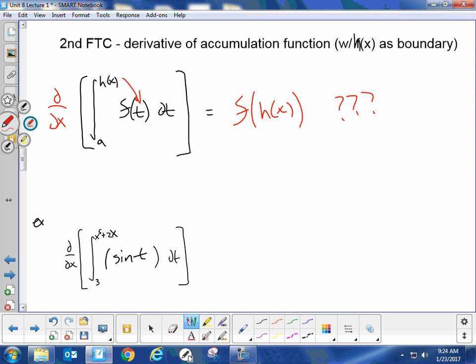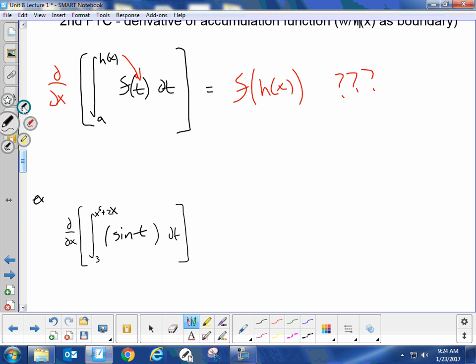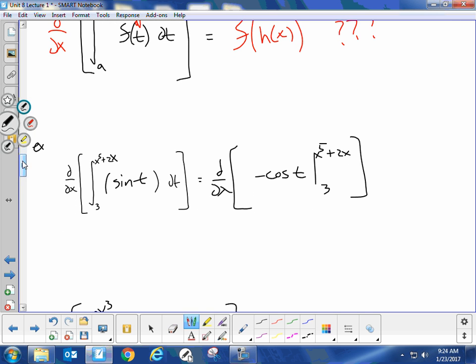I'm going to do this step by step because I can take the antiderivative of sine. I can then take the derivative, so I can go step by step through this and see if that's going to be correct. So, again, I'm not going to take the derivative just yet. I'm going to take the antiderivative of sine, which is negative cosine. T, I'll be plugging in 3 and x to the 5th plus 2x. Okay, so I'll be taking the derivative of negative cosine of x to the 5th plus 2x minus negative cosine of 3.